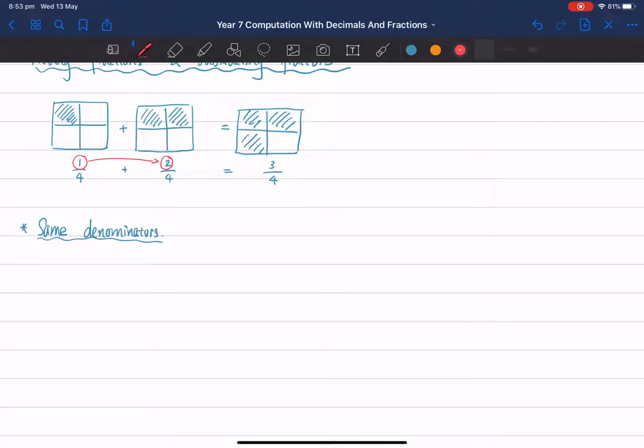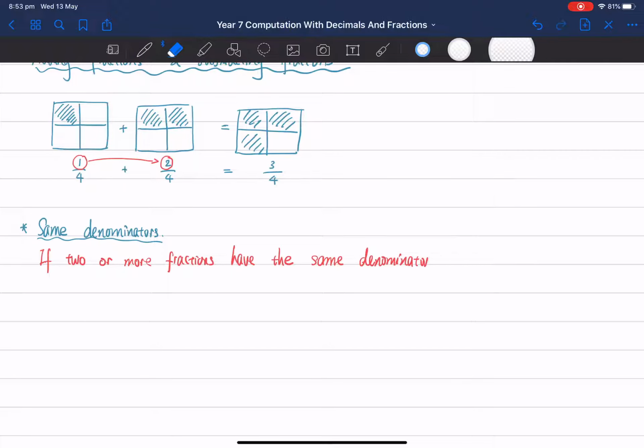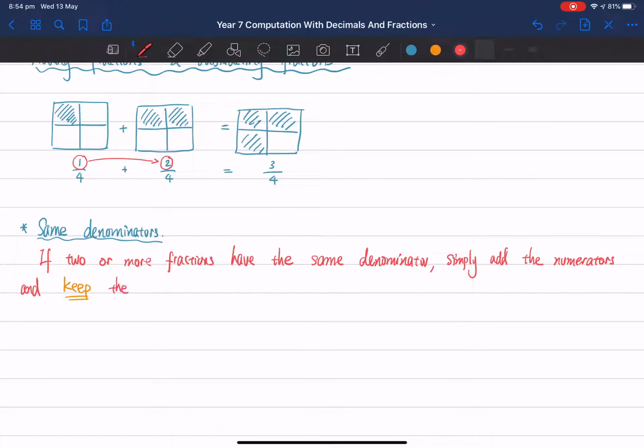Okay, so I'm just going to write this one down. If 2 or more fractions have the same denominator, then what we have to do is simply add the numerators together, and make sure that you keep the denominator, this is very important, not changed. So this is really easy.